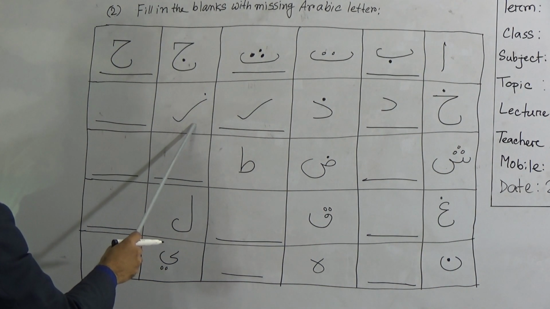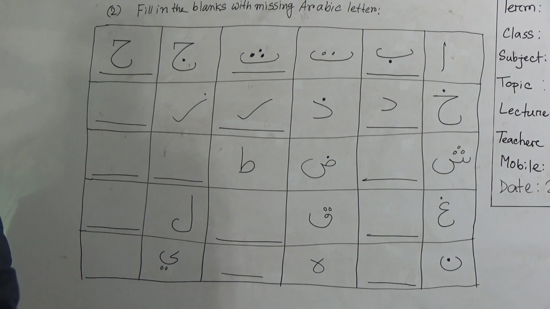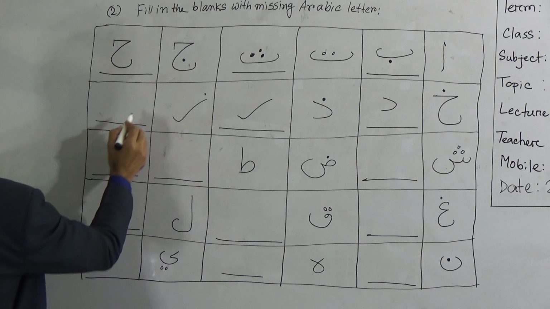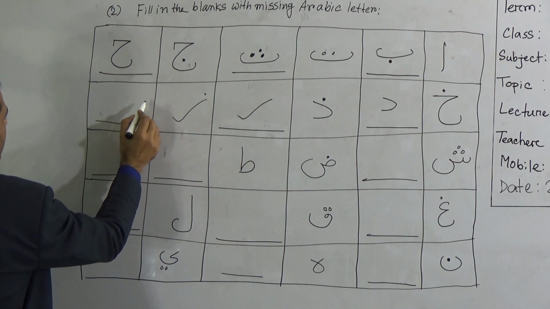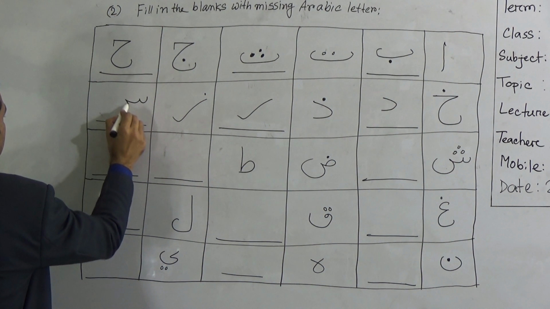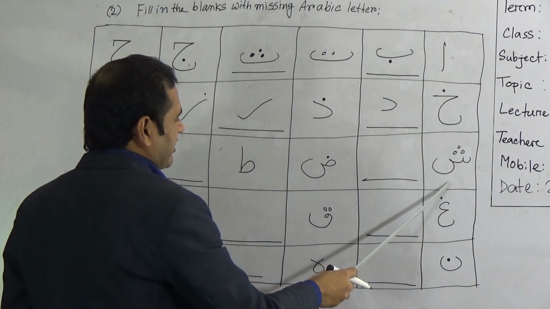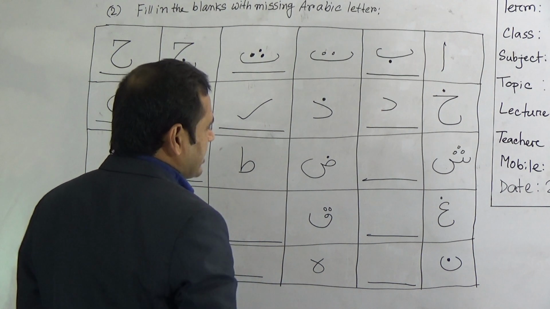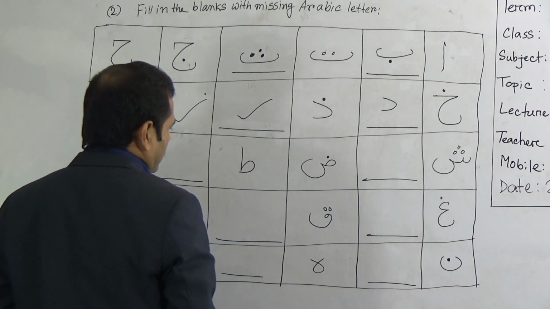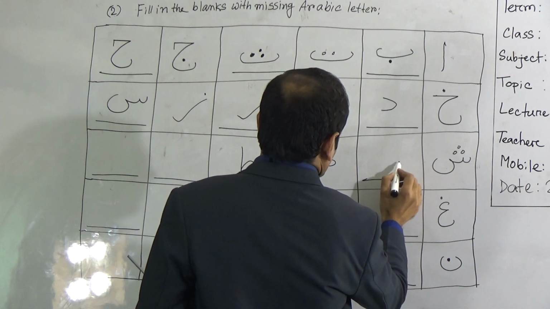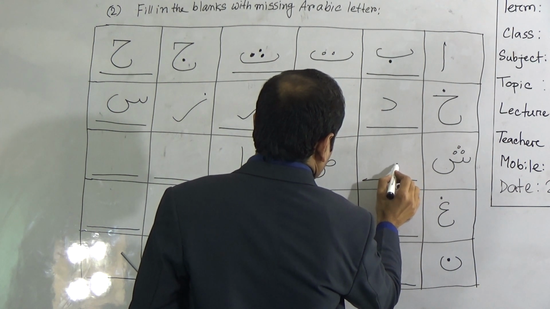Za is also given. So after za, which letter comes? Sin. Sin comes after za. So here we will write sin. Now shin is given. After shin, which letter comes? Swad. So here we will write swad.